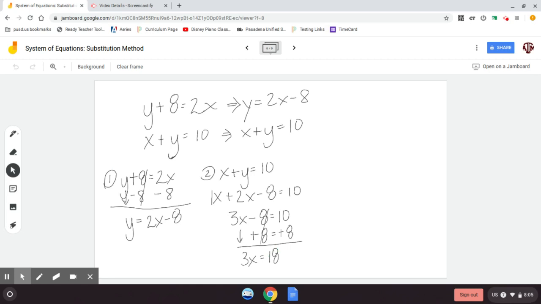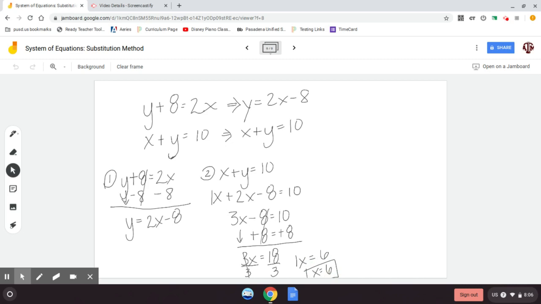3 and x are being multiplied, so to get rid of the 3, I divide. If I divide one side by 3, I have to divide the other side by 3. 3 over 3 is 1, and 18 over 3 is 6. And we know 1x is the same as just x.